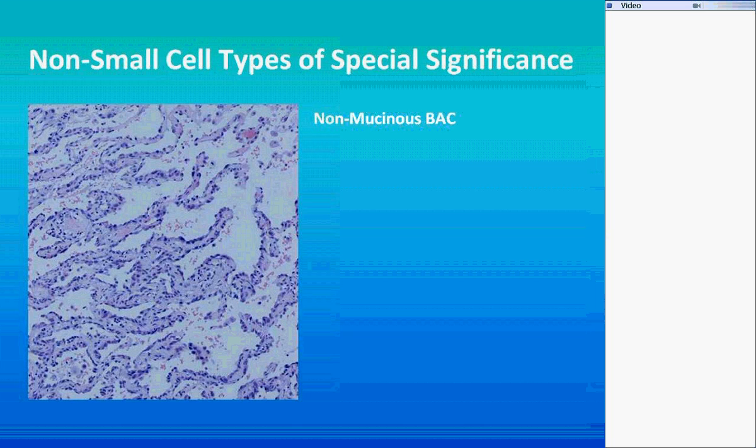In terms of non-small cell carcinomas that have special prognostic or therapeutic significance, I'd like to point out several to you. The first being non-mucinous bronchioloalveolar cell carcinoma. And remember, the definition of BAC is much more restrictive than it used to be in earlier editions of the WHO classification. Now it requires no evidence of stromal, vascular, or pleural invasion.